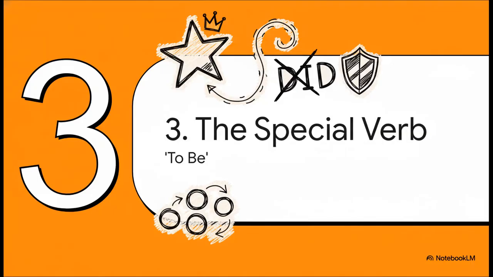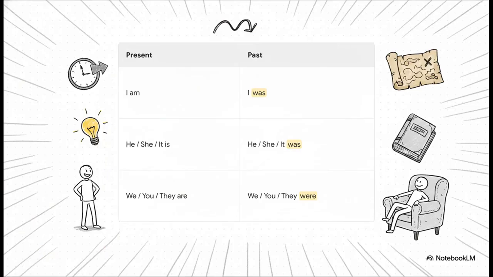Okay, quick timeout. There is one really important exception to all of this, and that's the verb to be. It's kind of like a celebrity in English. It just has to have its own rules. But don't worry, they're super simple. The main thing to remember is this. It never, ever, ever uses did. This little chart here shows it all perfectly.